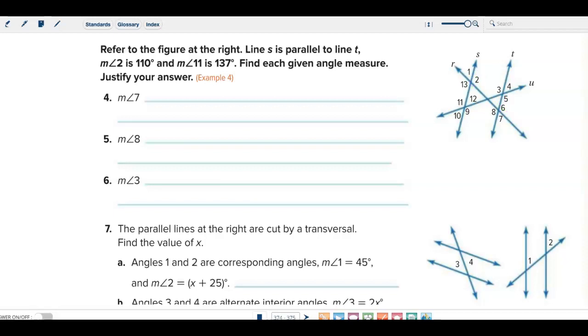Okay. Your homework is to finish that page, so page 375.